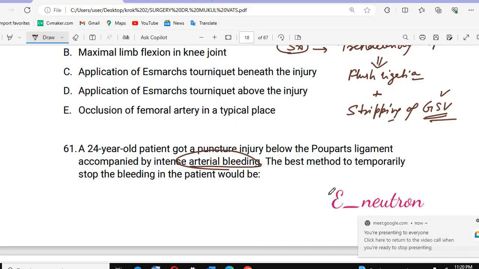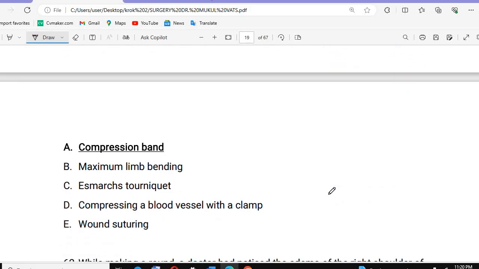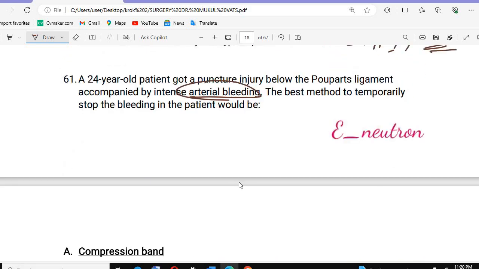Okay, so if arterial bleeding is there, we will use compression. Firstly, because they ask which is the best method to temporarily stop that bleeding. If we know the site of injury, for example a puncture injury below Poupart's ligament, the inguinal ligament, the best method is to compress that artery, either manually or digitally.